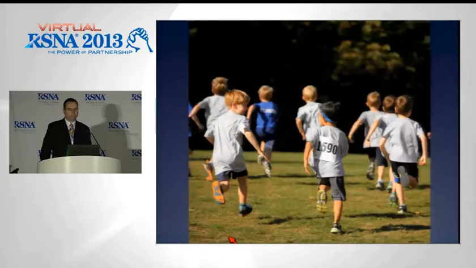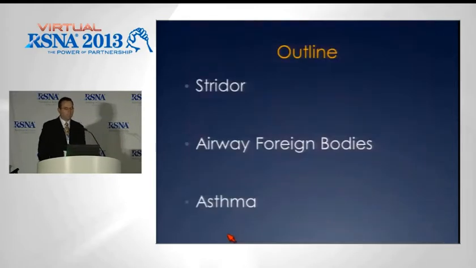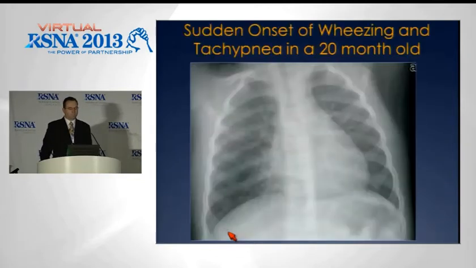This was just a radiograph before they started chemotherapy that happened to identify the coin, which had been there for a long time. So we just discussed the differential of stridor. We talked about infection, we talked about hemangioma, we talked about foreign body. We're moving on to airway foreign bodies. Airway foreign body. Here a patient presents with a sudden onset of wheezing and tachypnea in a 20-month-old.